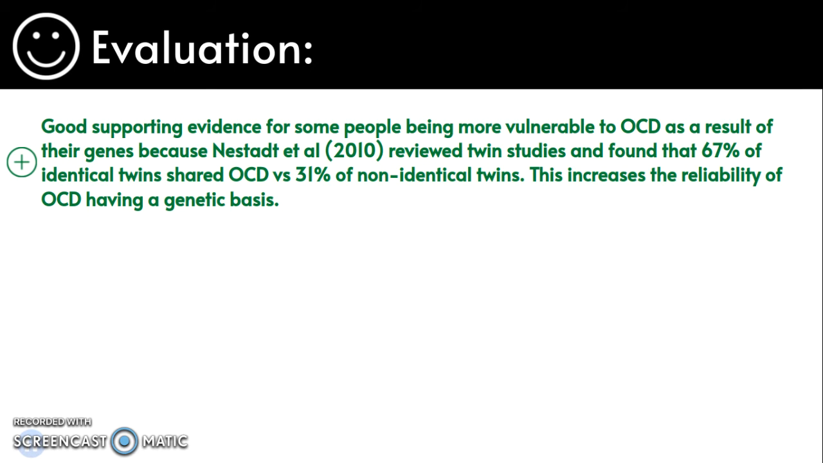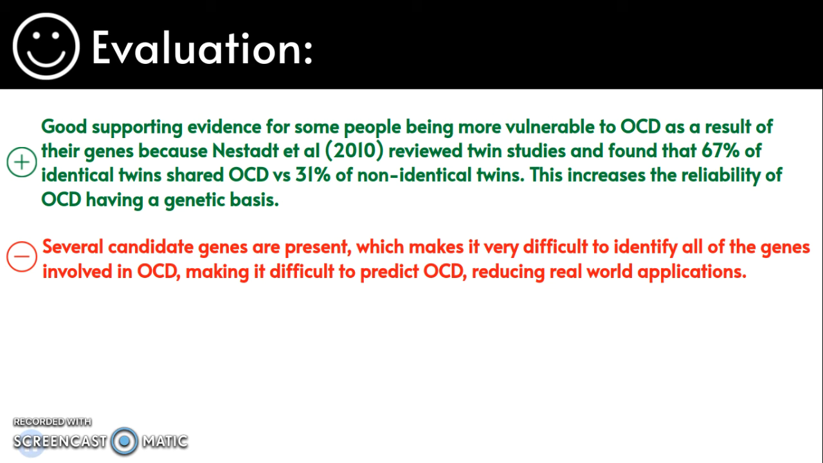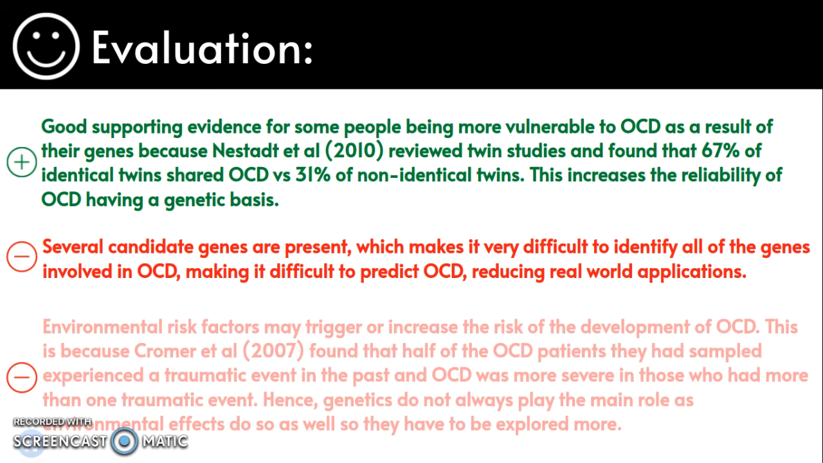Evaluation. A strength is that there's good supporting evidence for some people being more vulnerable to OCD as a result of their genes, because Nestadt et al. in 2010 reviewed twin studies and found that 67% of identical twins shared OCD in comparison to 31% of non-identical twins. This increases the reliability of OCD having a genetic basis. However, several candidate genes are present, which makes it very difficult to identify all of the genes involved in OCD, making it difficult to predict OCD, and this reduces real-world applications.